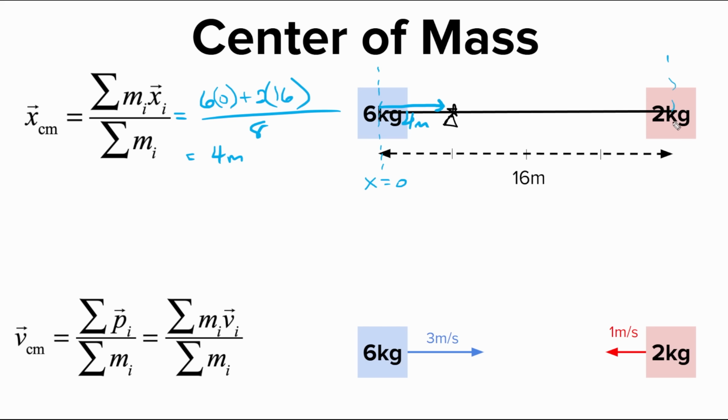You could have chosen this side. If you did that, you would have got like 12 or negative 12, which tells you, oh, it's 12 from there. So you could choose x equals 0 wherever you want. And if you're consistent, it'll all work out.